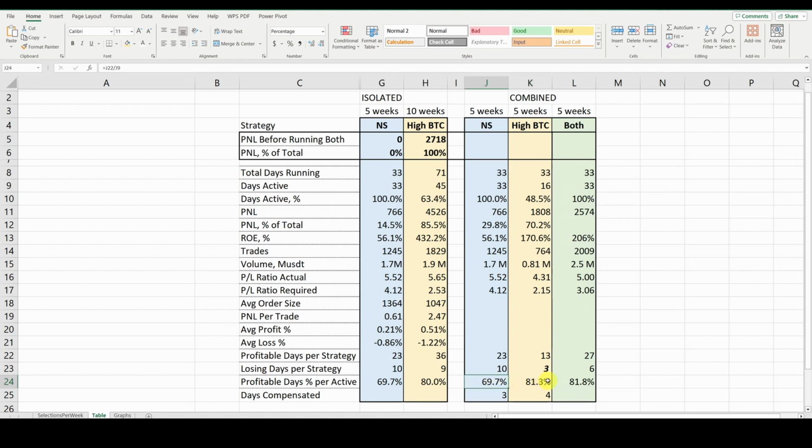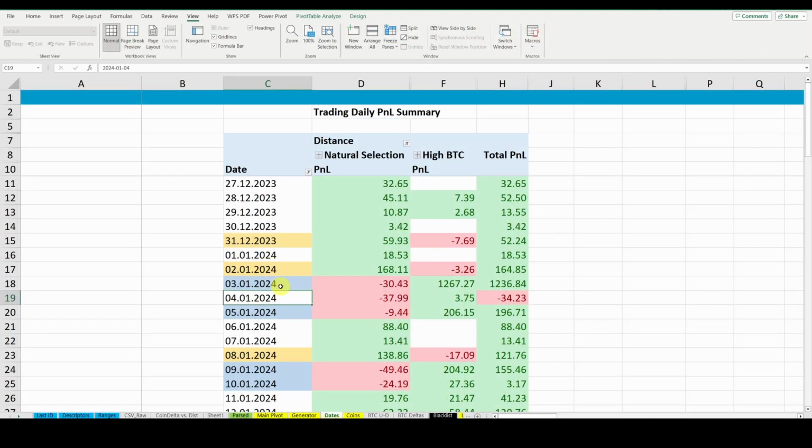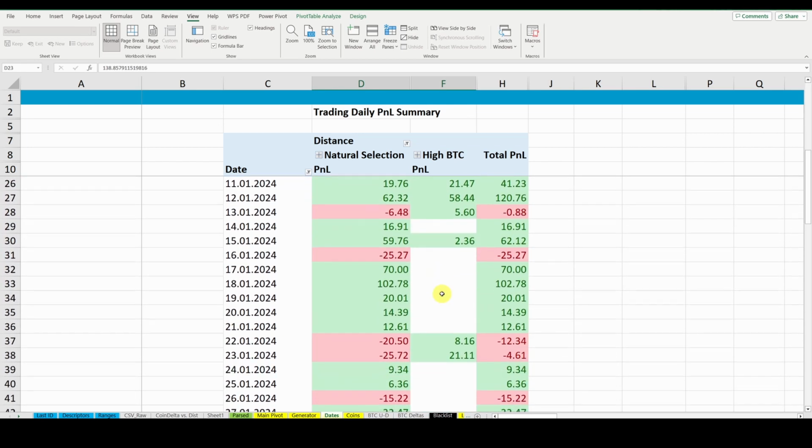And here is the measure of how exactly they supported each other. The flat strategy was able to compensate for the losses of high Bitcoin on 3 separate days. The high Bitcoin, on the other hand, did the same on 4 separate days. Thus, we have only 6 losing days overall out of 33. Take a look. Here is where high Bitcoin saved the day, literally, and here is where natural selection did the same. And there hasn't actually been a single day where both strategies were losing. Either both were profitable, or at least one of them was at profit or at zero.